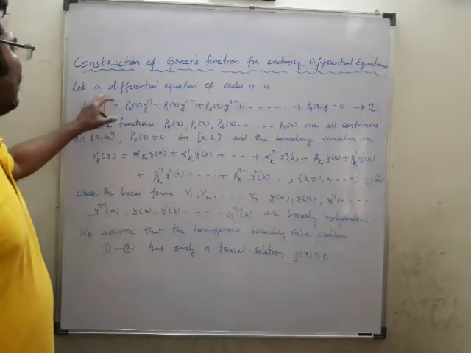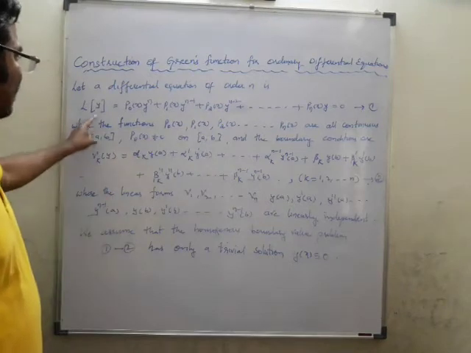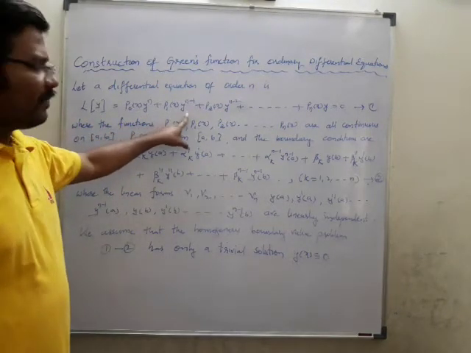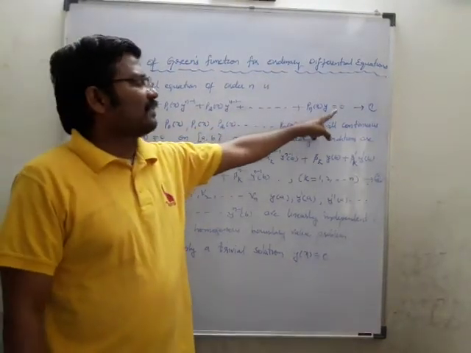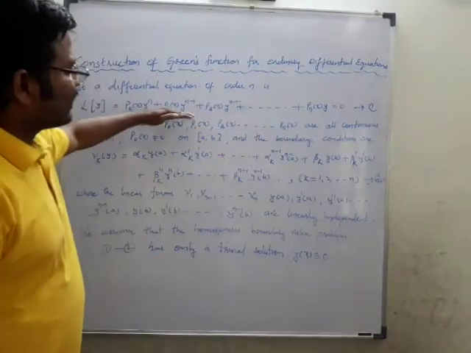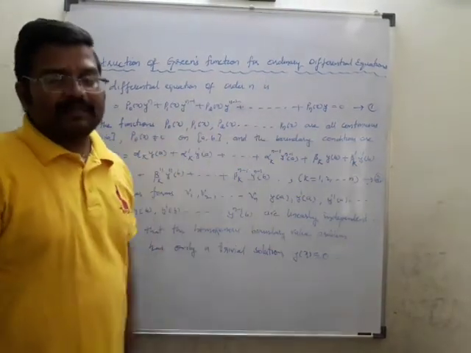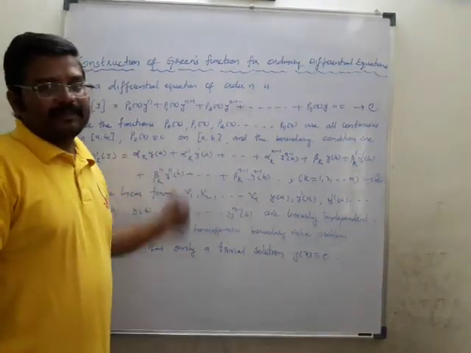So here, let a differential equation of order n be L of y equal to P0 of x y^(n) + P1 of x y^(n-1) + P2 of x y^(n-2) and so on, plus Pn of x into y equals 0. This is a differential equation, and P0, P1, P2 and so on are functions which are continuous in the closed interval [a, b].